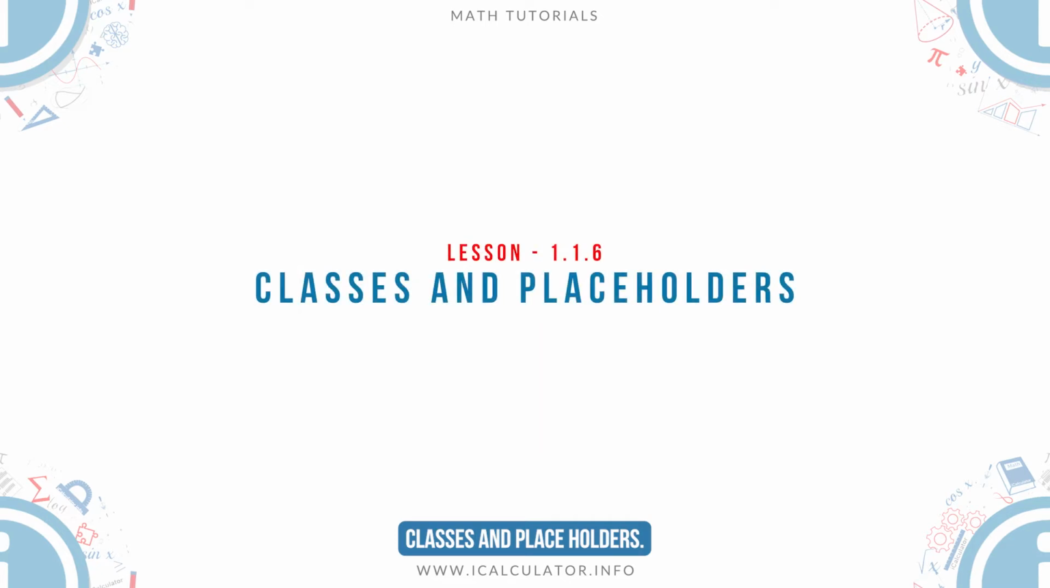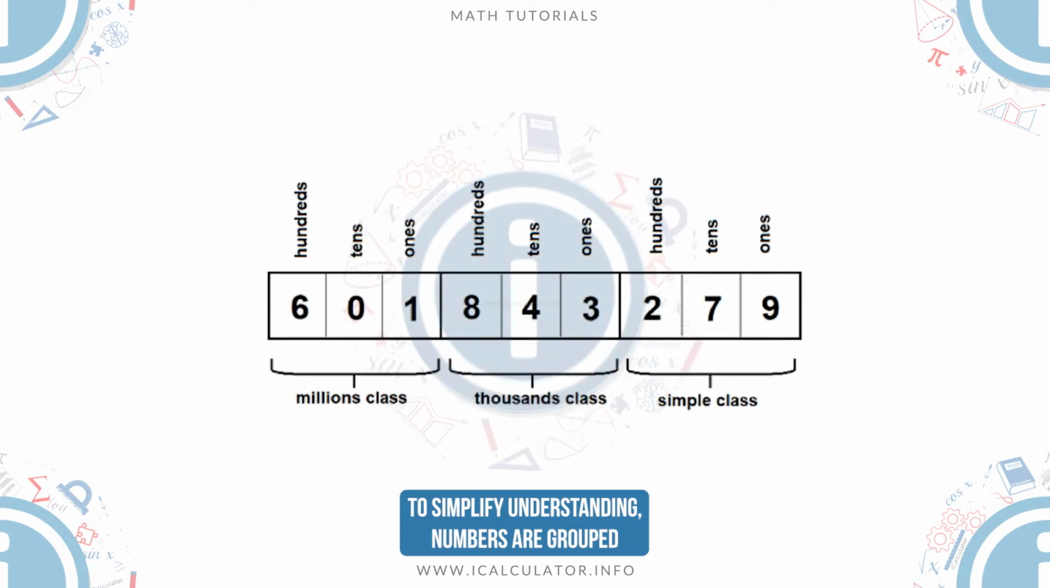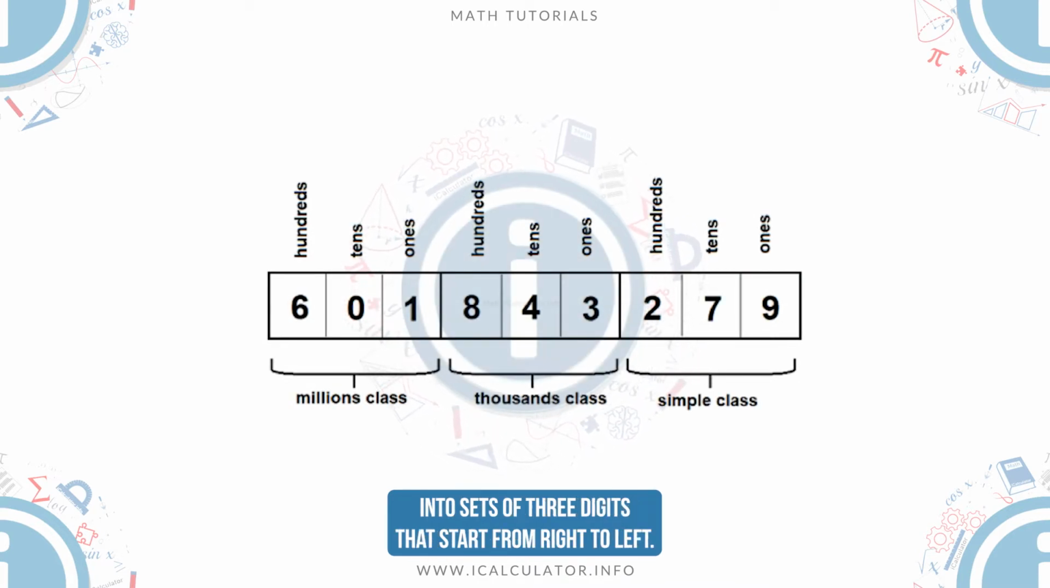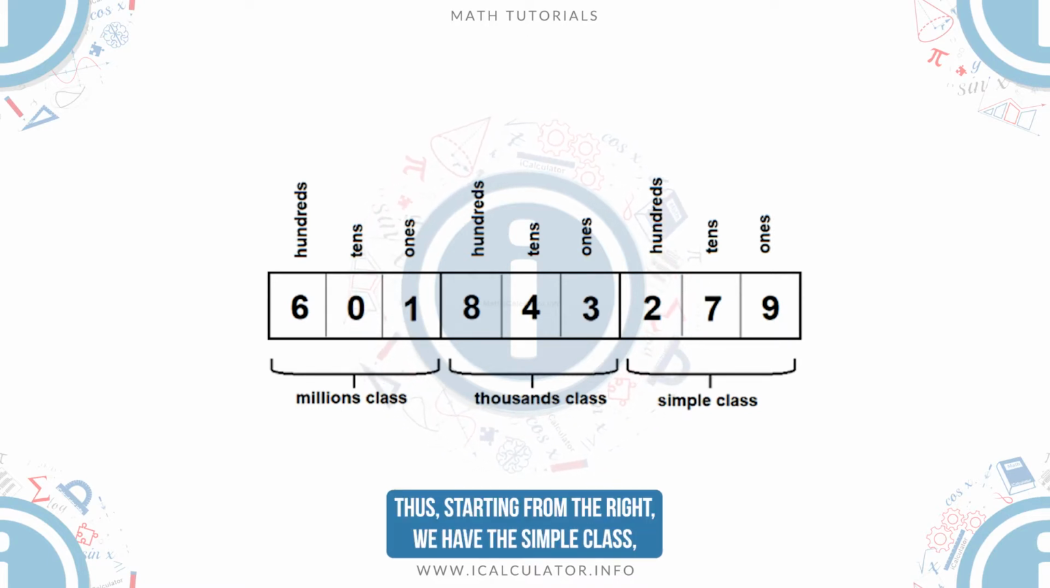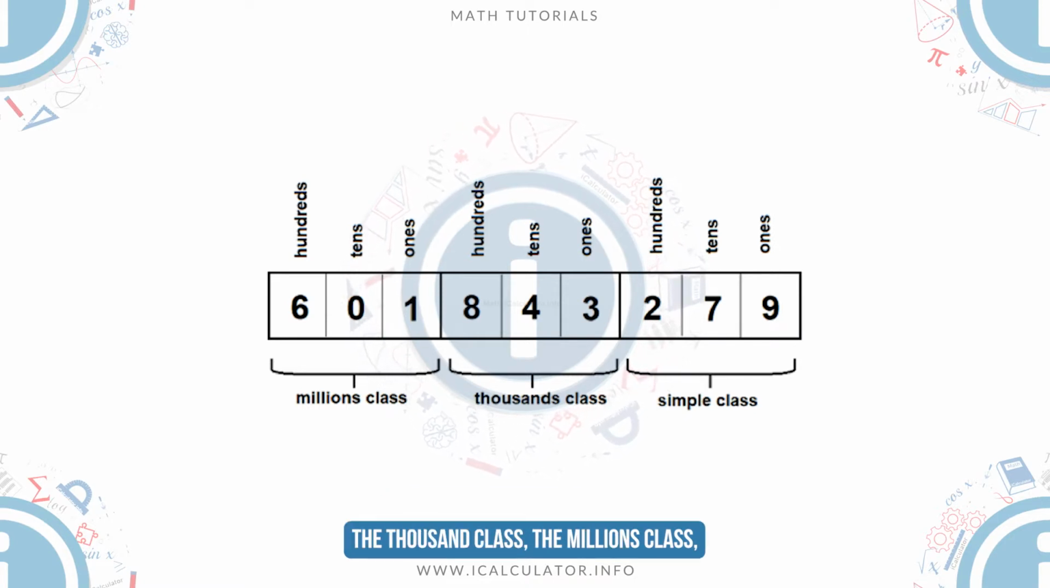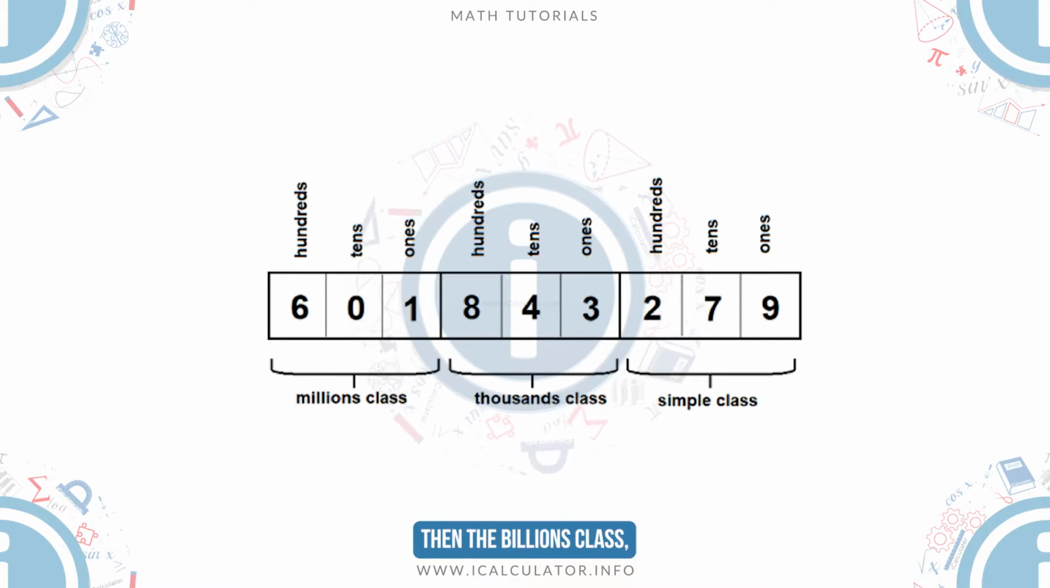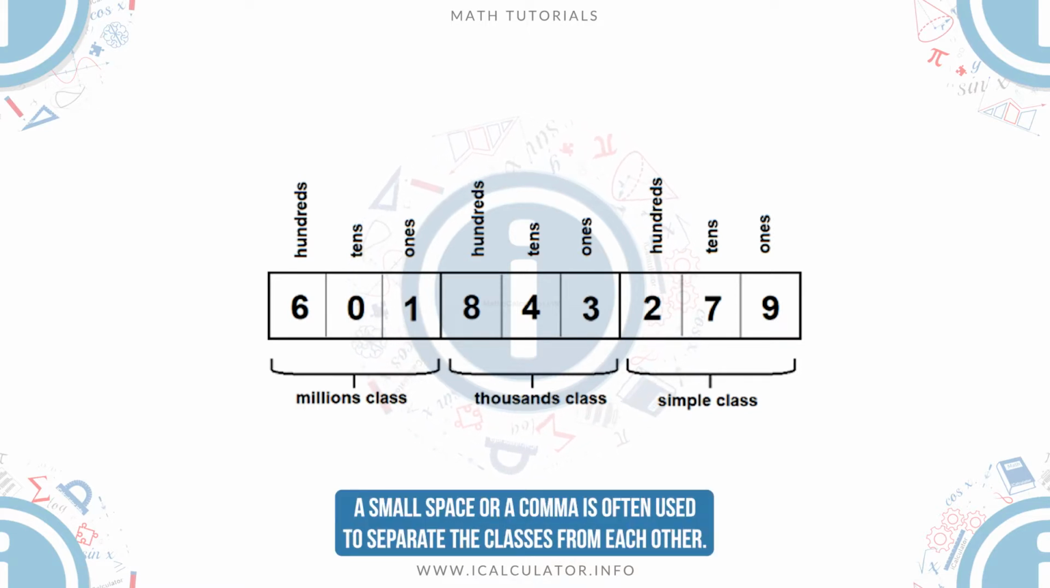Classes and placeholders. To simplify understanding, numbers are grouped into sets of 3 digits that start from right to left. These groups are known as classes. Thus, starting from the right, we have the simple class, the thousands class, the millions class, then the billions class, and so on. A small space or a comma is often used to separate the classes from each other.